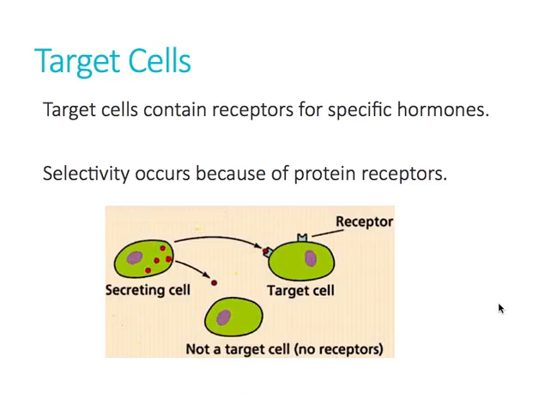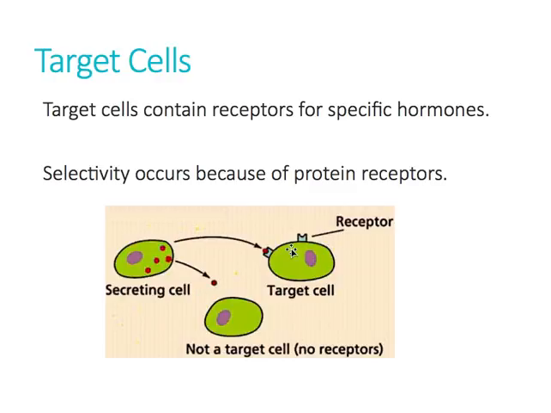Now, one of the things that I mentioned before is that there are a couple of different players involved in the action of hormones. You have a cell that is called the secreting cell. That's the cell that releases the molecule, in this case the hormone. And that molecule is traveling to a target cell, and the important thing is that the target cell has a receptor that's specific for the secreting cell's molecule.